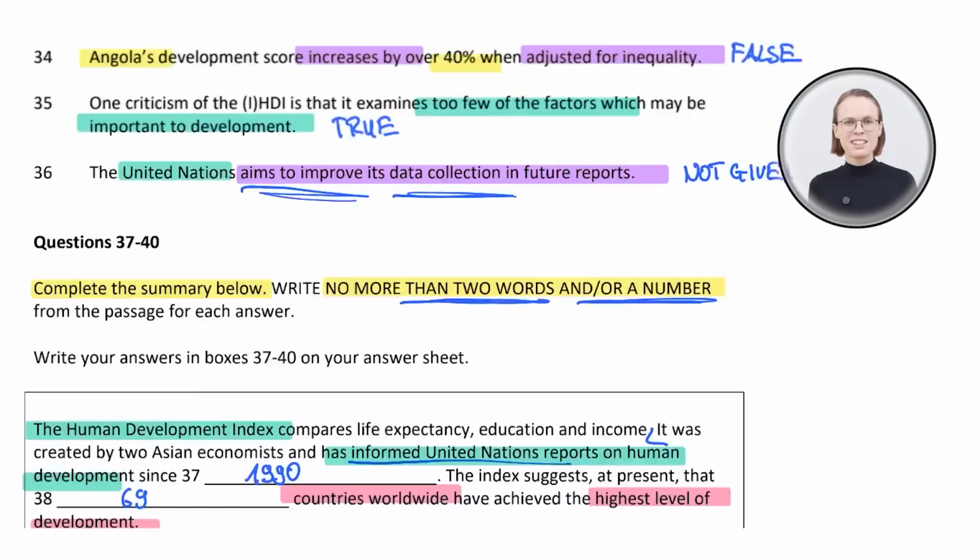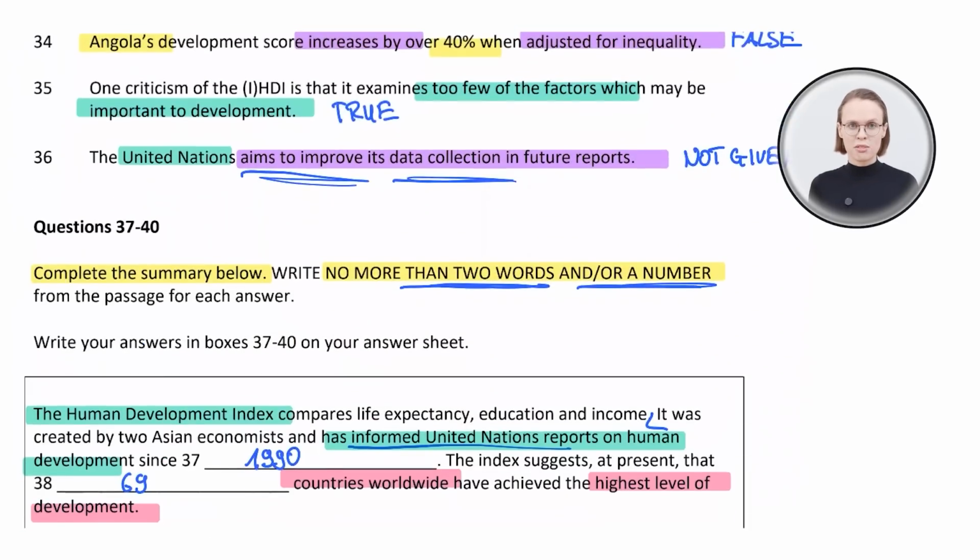That's it. We're done with questions 37 to 40, and this means that we're done with this IELTS reading practice test. Amazing, great job!